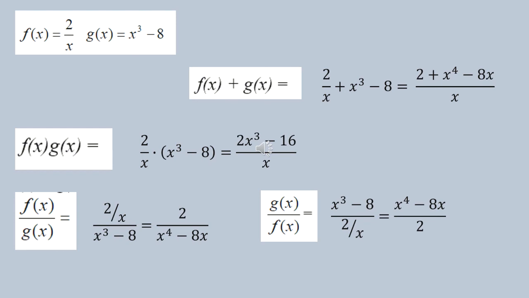Reversing that quotient with f of x in the denominator, dividing is the same as multiplying by the reciprocal. So when I divide by 2 over x, it's essentially the same as multiplying by x in the numerator with a 2 in the denominator. Notice I end up with the reciprocal of the previous quotient.